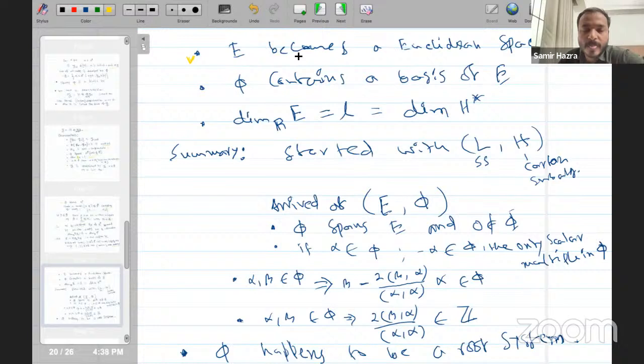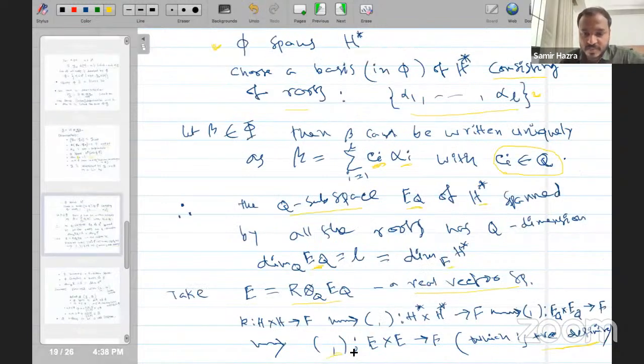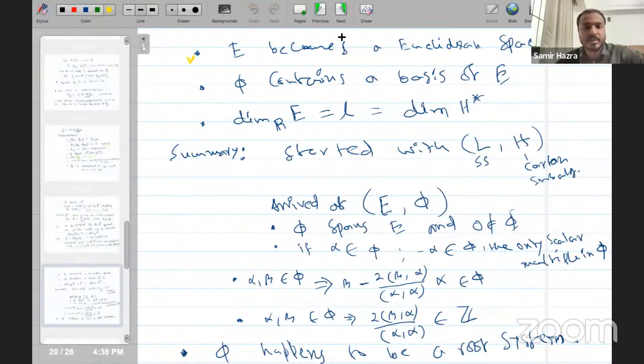Why? Because E is a vector space over R, and this gives a positive definite bilinear form on it. It is also symmetric. So E becomes a real Euclidean space, and phi contains a basis of E, this we know, and the dimension of E as a vector space over the reals is also the dimension of H star by this construction. So, summary.